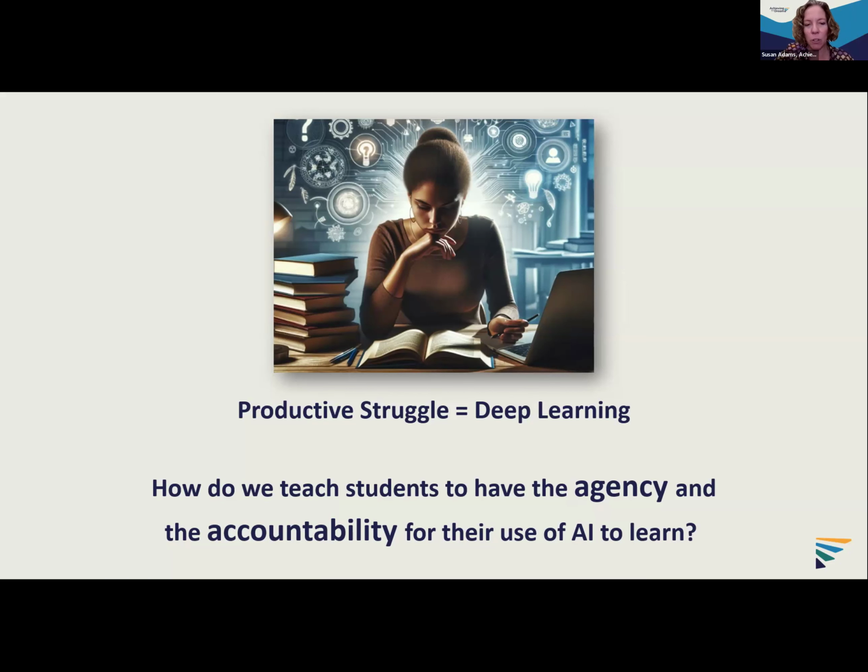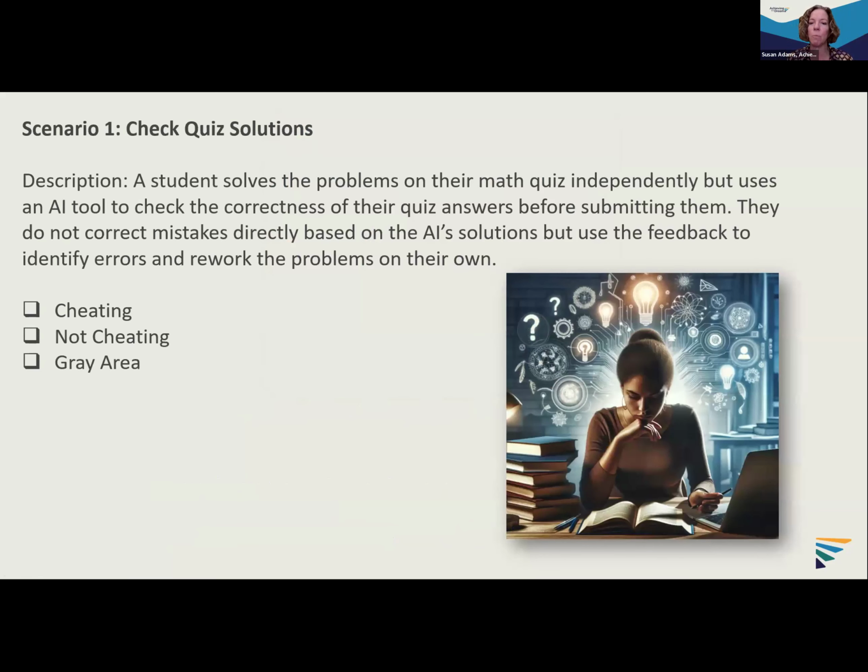So I'm going to ask each of you to take a moment here, and we're going to give you a scenario on the next slide where a student solves the problem on their math quiz independently, but uses an AI tool to check the correctness of their quiz answers before submitting them. They do not correct mistakes directly based on the AI solutions, but use the feedback to identify errors and rework the problem on their own. Now, this was given to us by April Crenshaw, who's a colleague at Chattanooga, and she is a statistics instructor and brought this scenario forward to us.